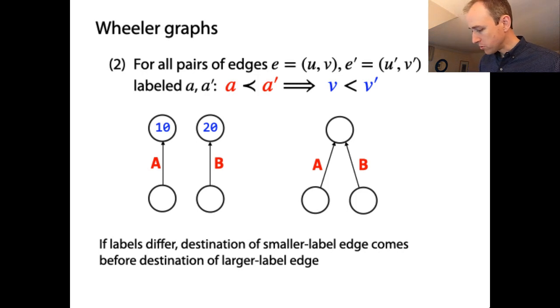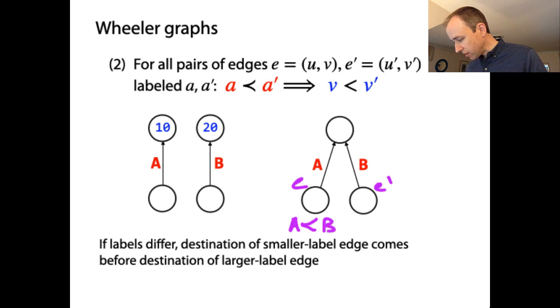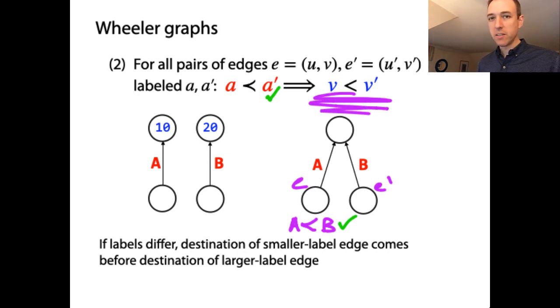Okay? And what rule 2 says, again, let's say this is edge E and this is edge E prime. We have that the label for edge E is less than the label for edge E prime. So the left-hand side is true. Check. And that implies that the right-hand side also has to be true. What does the right-hand side say? It says the destination of the edge on the left has to be less than the destination of the edge on the right, but that's not possible, right? They have the same destination. You can't have a node that's before itself in the order.